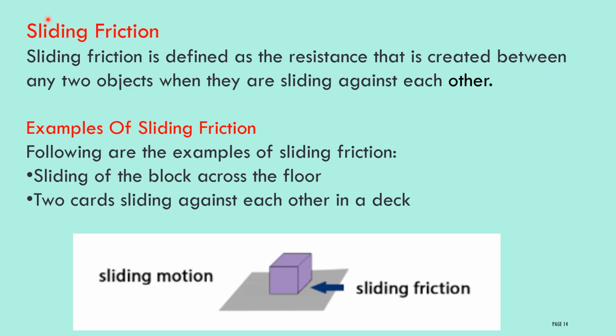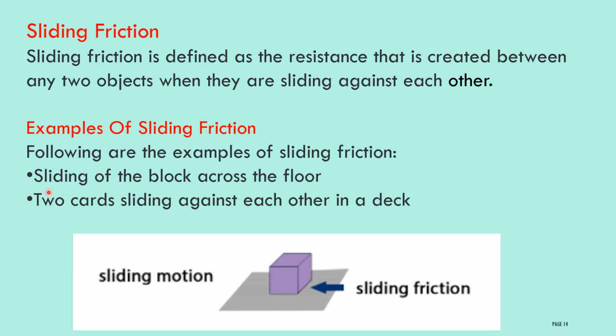Next one, sliding friction. Sliding friction is defined as the resistance that is created between any two objects when they are sliding against each other. When two objects slide against each other, it creates a friction. That friction we call sliding friction. When two objects move on each other, it creates a friction. That is nothing but sliding friction.